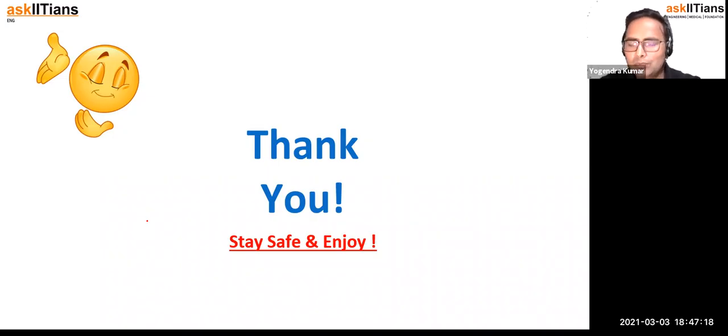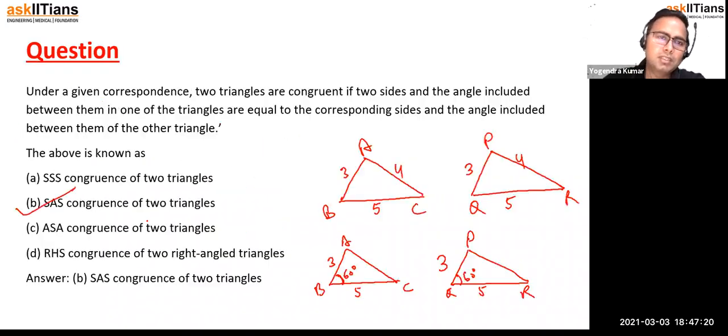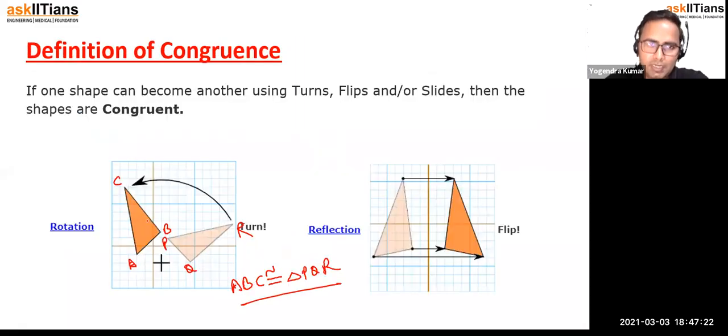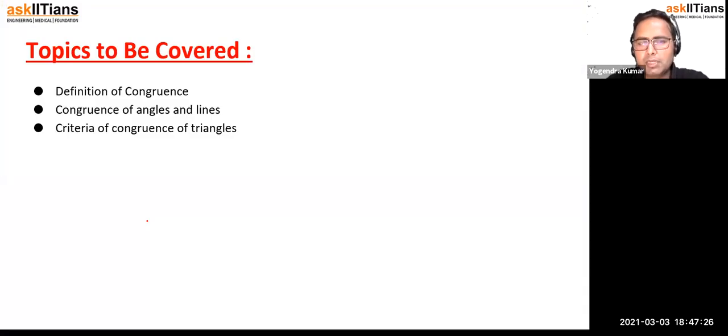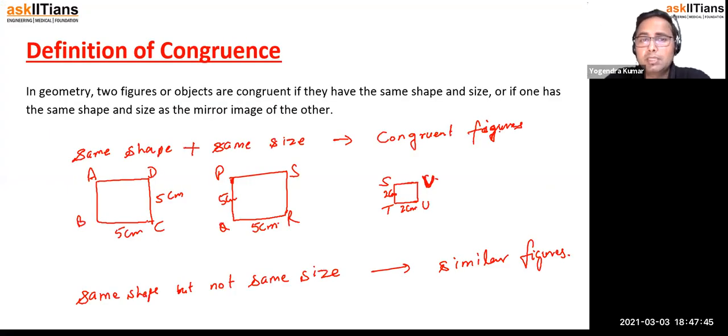So, if I summarize it all, we say two triangles are congruent. Basically, we cannot write that this triangle is equal to that triangle. That doesn't make sense, it is not equal. We say two triangles are congruent, or two figures are congruent, meaning exact copies of each other, when they have the same shape and the same size.